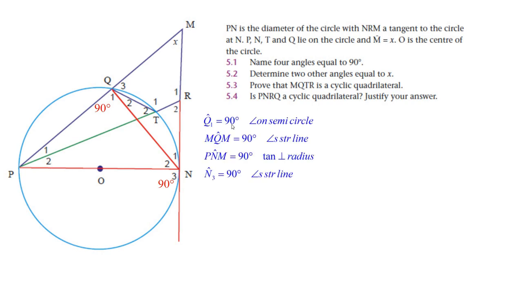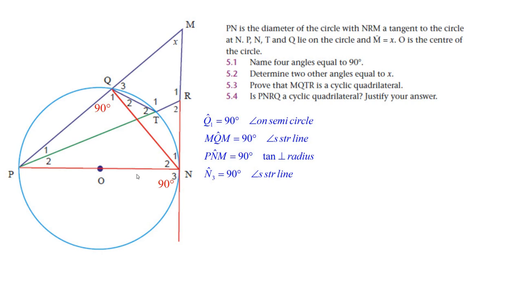You can do it in different orders, but Q1's 90 with the reason. MQM is 90 degrees, angles in a straight line right here, Q3. And PNM is equal to 90 degrees. Tangent is perpendicular to radius. N3 is equal to 90 degrees, angles in a straight line. So 90, 90, 90, 90. There you go.